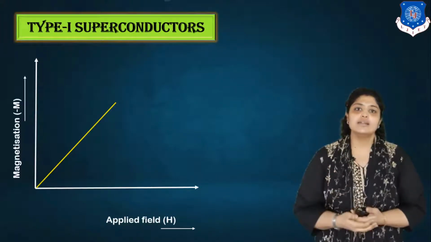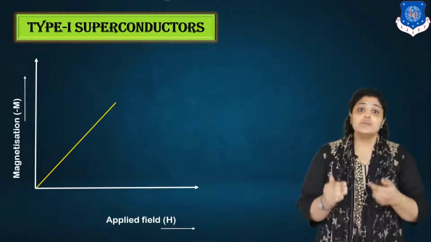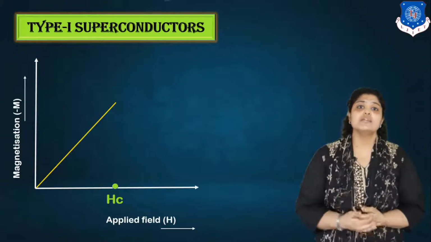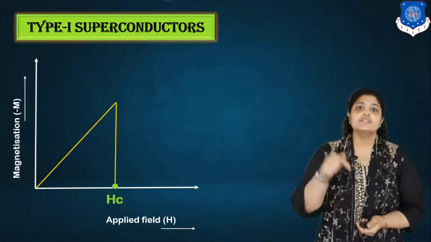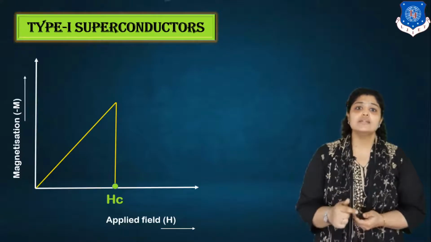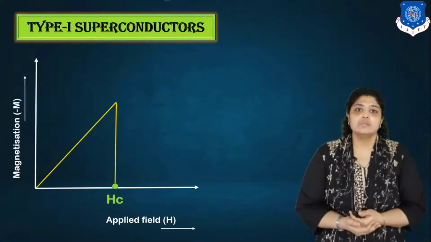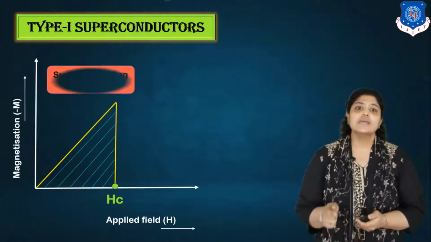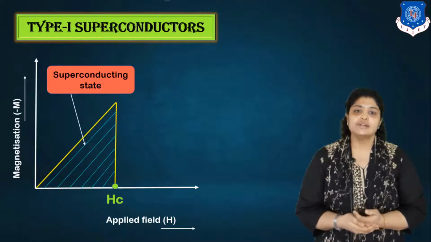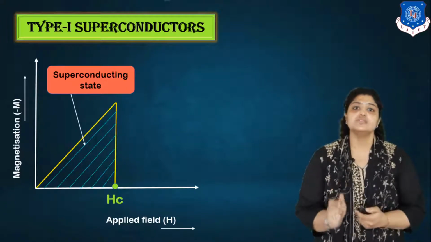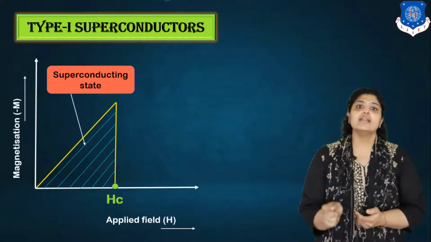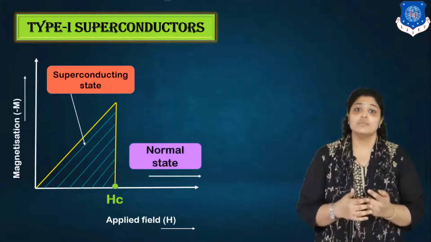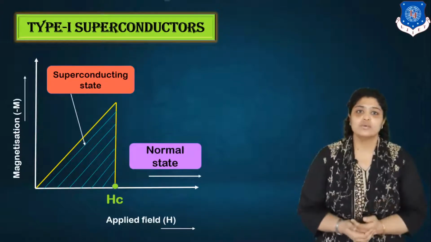Now this straight line will not continue till infinity. It will continue only till a value that is Hc. See what happens when the critical field is achieved. The magnetization suddenly reduces. Or you can say, earlier the field lines that were being repelled, now they start passing through the superconductor. So you can say in this region of right angle triangle, our superconductor is in superconducting state. Any value of magnetic field which is above Hc is known as normal state. That means resistance is not zero.